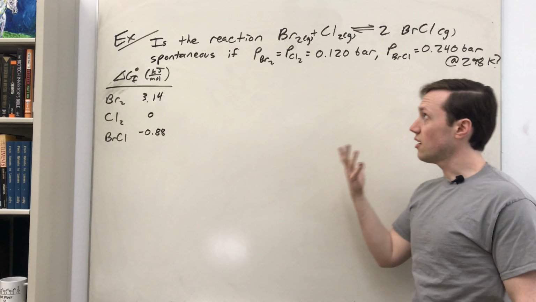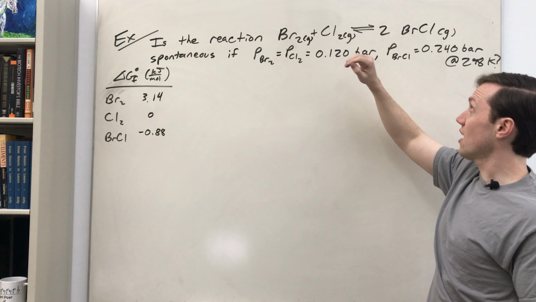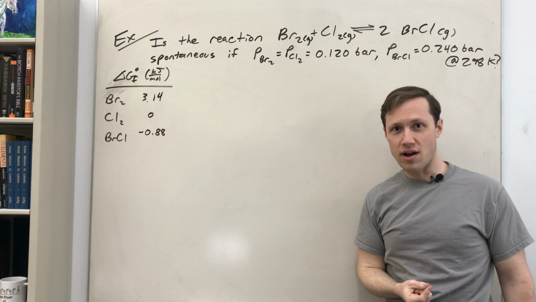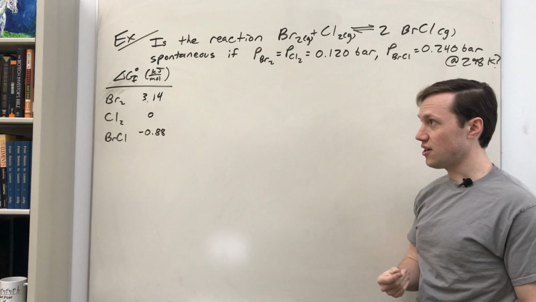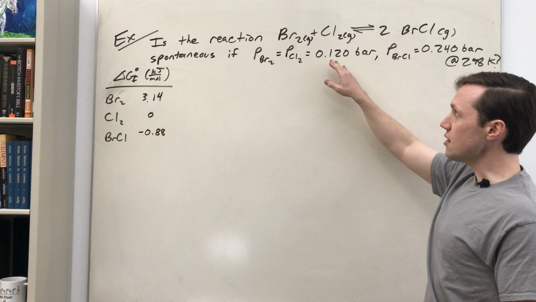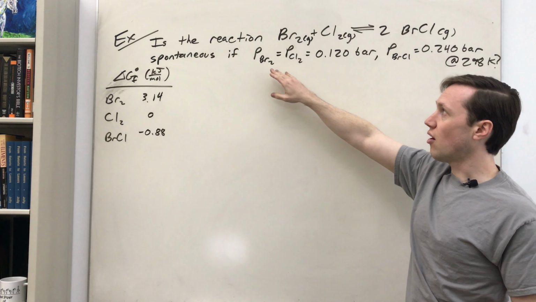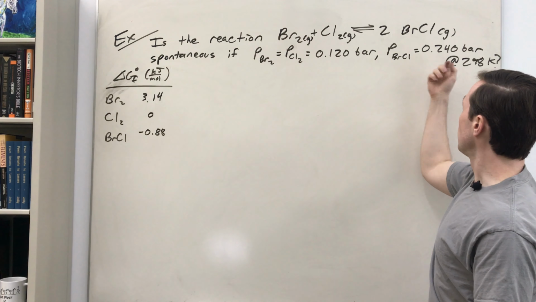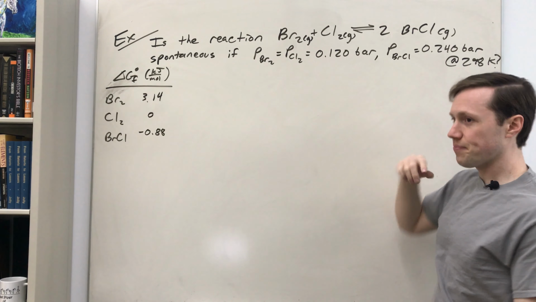So let's look at a chemical reaction. If you mix together bromine gas and chlorine gas, they will react together to make bromine chloride. In essence, they'll trade partners. So the question is: is the reaction written above spontaneous if we have 0.120 bar each of our Br2 and Cl2 gas and 0.240 bar of product?